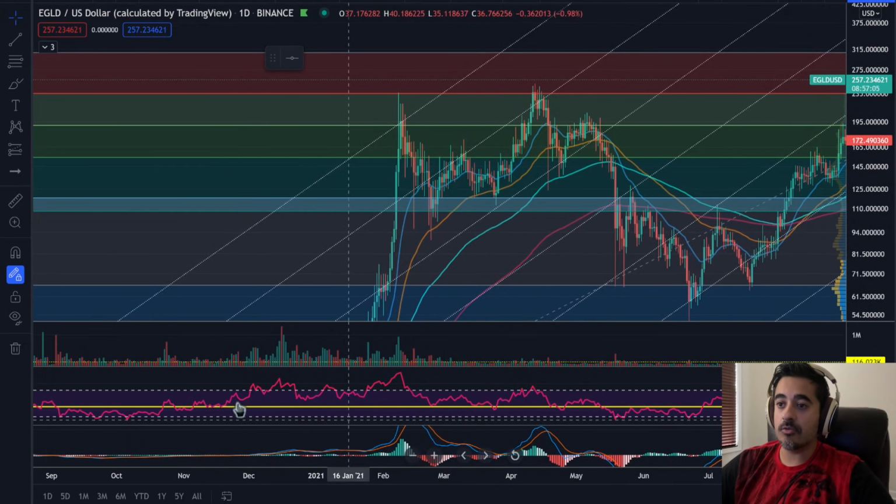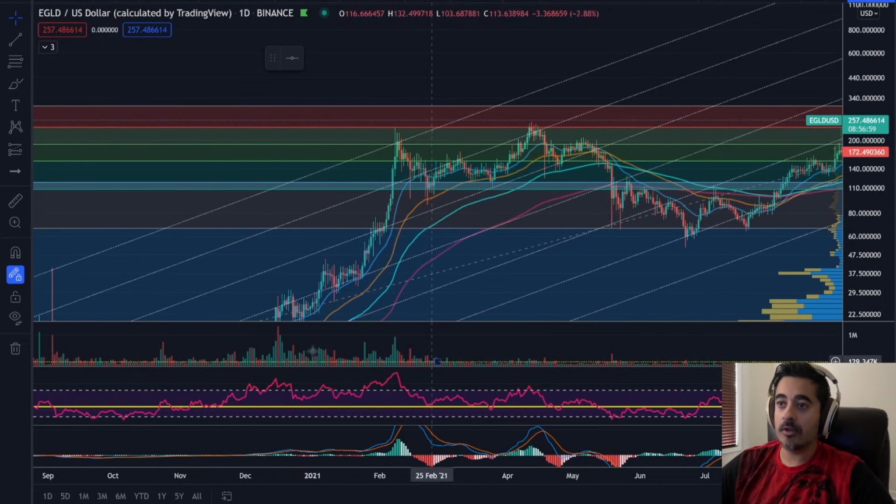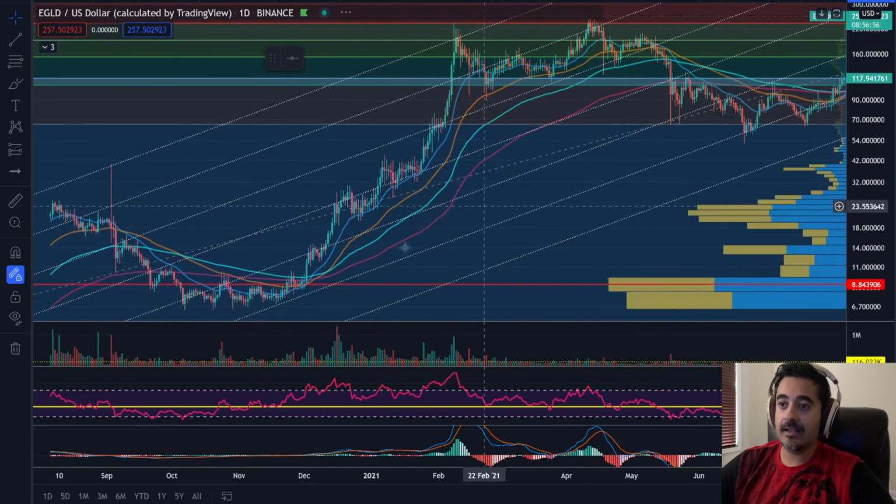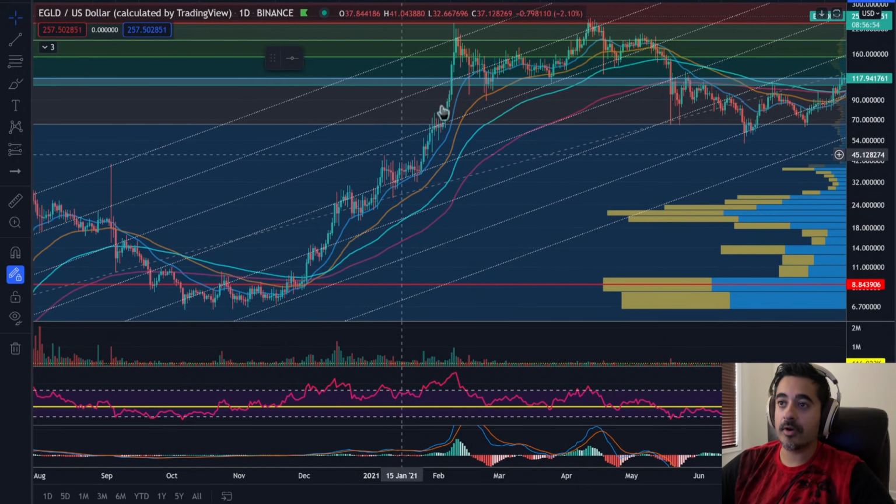And we've seen that numerous times. Here, we broke out of a downtrend and 45 was getting supported. And what happened to the price? Well, the price went insane, right? This entire time frame, the price went insane.